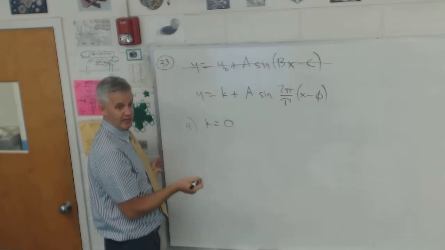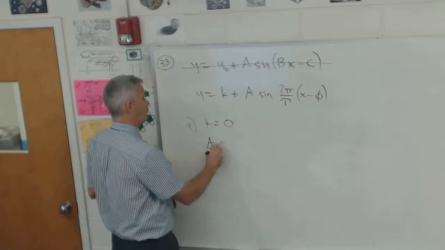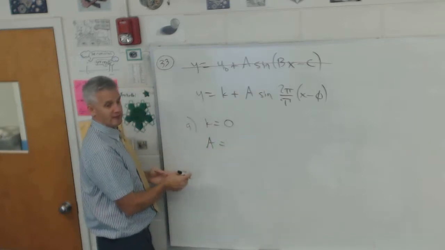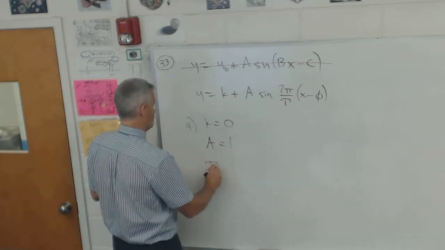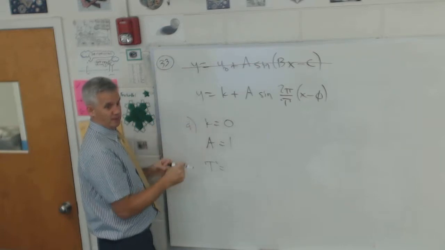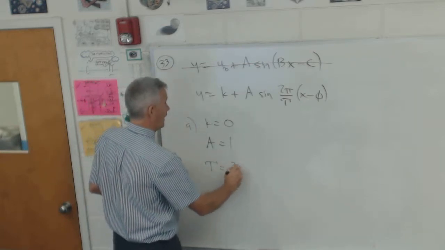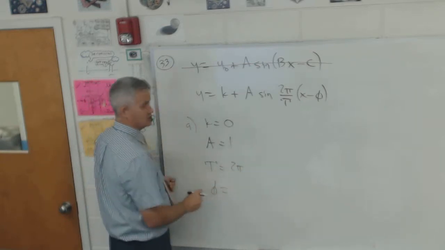So the y value is 0, k is 0, midline is 0. How far does it go up? How far does it go down from the x-axis? What's the amplitude? What's the period of this curve? What's from top to top? 2 pi. And what's the phase shift? How much is it shifted over?